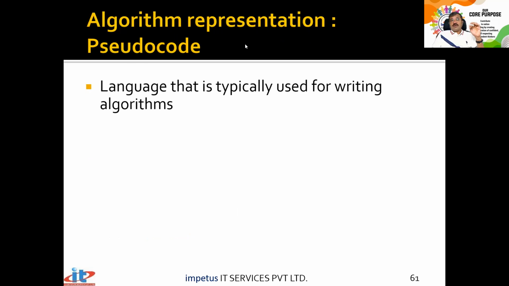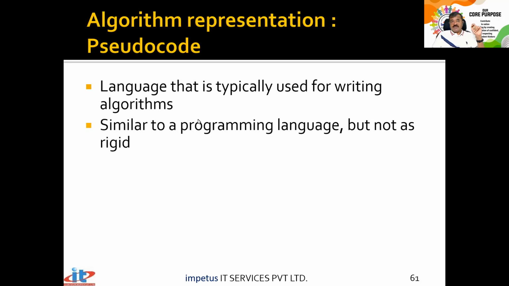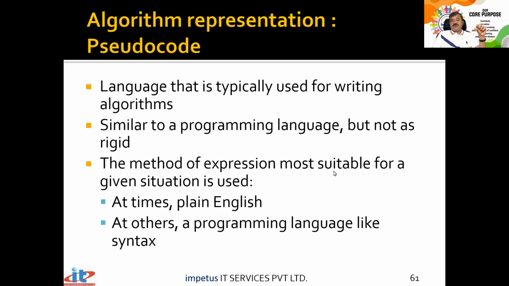So algorithm representation, that is pseudocode. Language that is typically used for writing algorithms, similar to a programming language, but not as rigid. Itne rules nahi hai, semicolon chahiye, comma chahiye, double quote chahiye. Nahi, it's quite simple. In simple English, you will specify what is to be done. The method used to express is whatever is most suitable for the given situation. At times plain English, at others programming-language-like syntax. So it will have somewhat of a programming language syntax, but it is more simple and English-like.